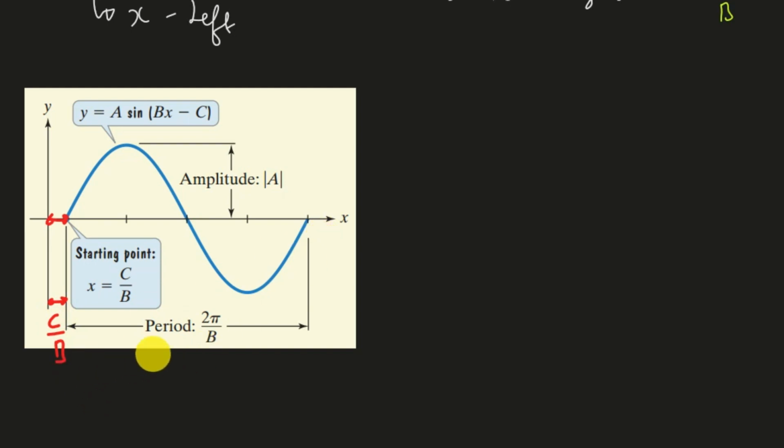And the period is 2 pi by b, and this point is c by b plus 2 pi by b. This is the x coordinate, and here the x coordinate is c by b. Correct? Amplitude still remains the same. Mod A is amplitude.